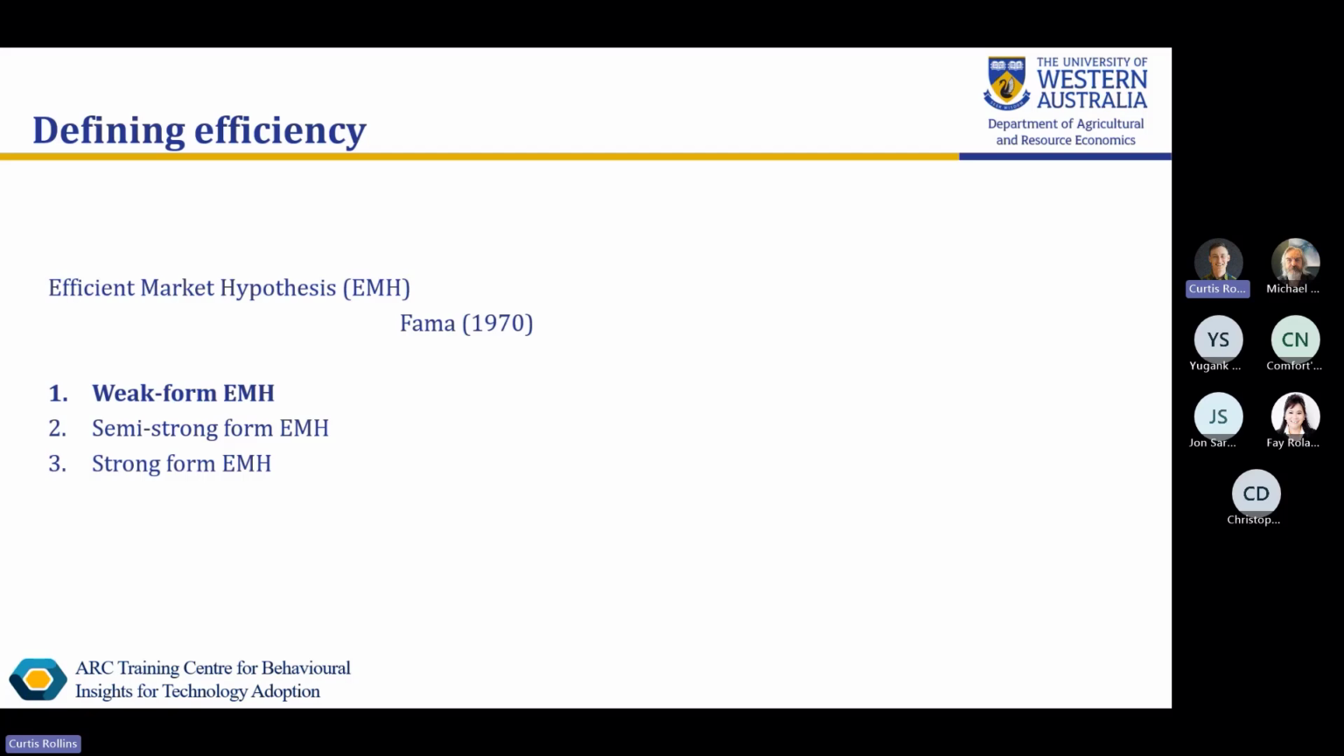So he explains this efficiency in three forms. One is weak form efficiency, which is about the relationship between past price information and the current price or future price movement. Another is semi-strong form, which is about public information and the price movement. Another is strong form efficiency, which is private information about the commodity and the price movement. I'll be focusing on weak form efficiency in this study.